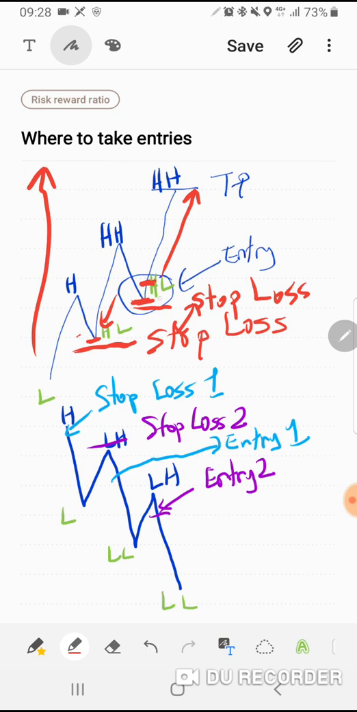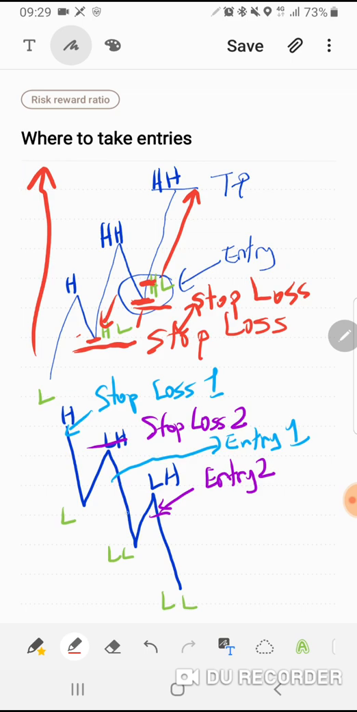Normally I would recommend putting it slightly below the first, or let's say the second previous swing low. It depends on the time frame. If you're on a daily, definitely you don't want to go into the second previous swing low. You want to go on the first swing low. But if you're on the M15 or H1 time frame, then definitely you should go for the two previous swing lows. This is on the bullish uptrend market.